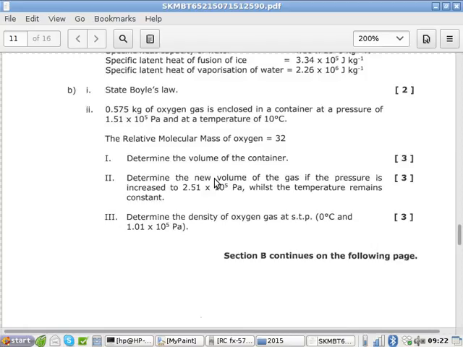Do you want to try it first to see if you can do it? Well, you can do the first one, I know. State Boyle's law. Then what is the ideal gas law?